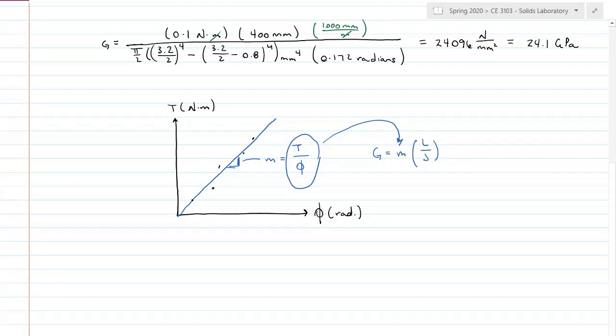So you should have 2 of these charts. I guess one chart you could put both lines on. Whatever, I'm good. But you'll have one for the tubular and one for the solid. Okay, and what you should find is that they both end up with the same G, because G is a material property, not a geometric one. All right?